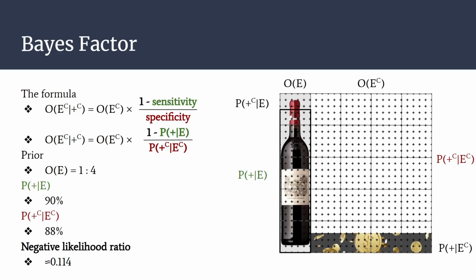Just like the Bayes factor, it is used to update the prior. So if a wine expert says that a tested wine is not expensive, the odds of it being expensive go down to 0.114 to 4, which is about the same as saying that the chances went from 20% to 2.8%. Again, it's the magnitude of change that tells you the strength of the test.